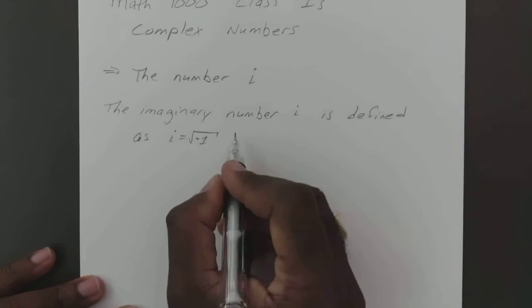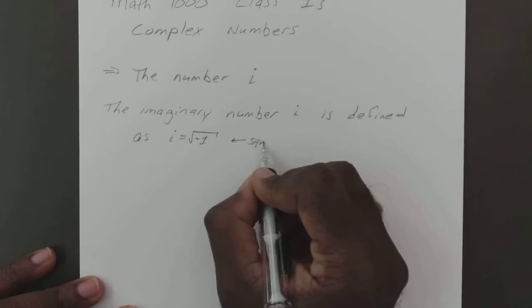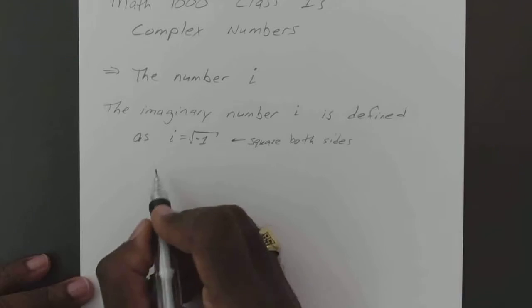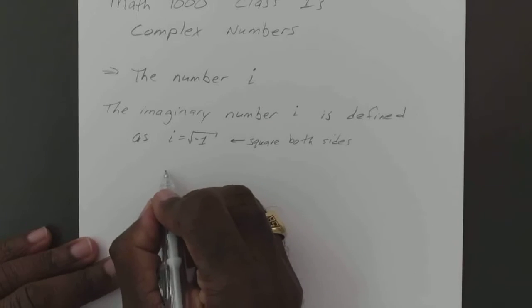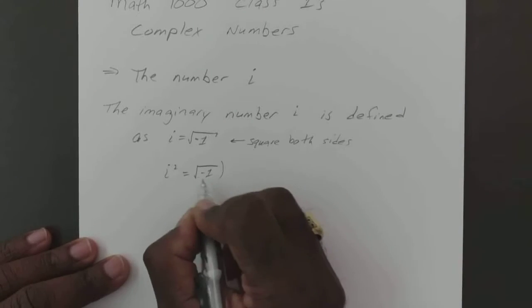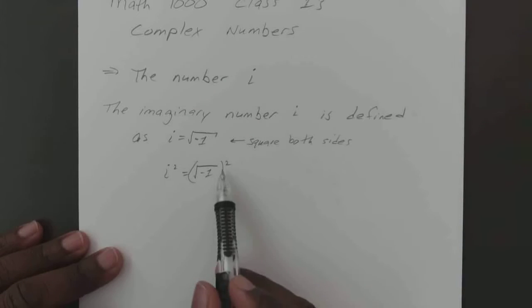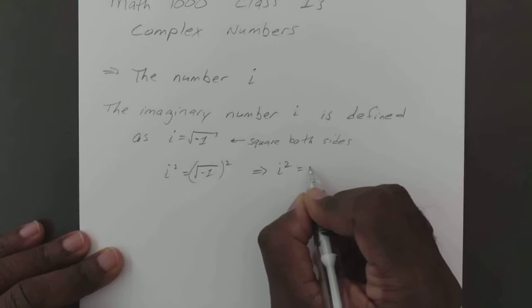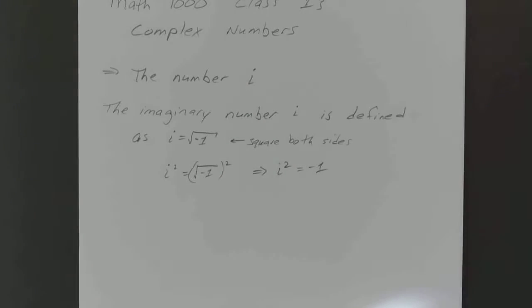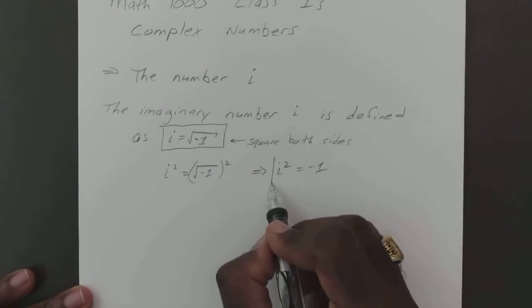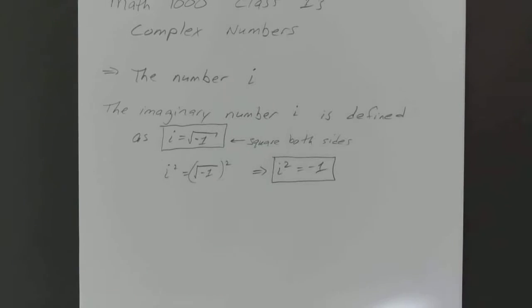Now if you square both sides, you get I squared equals the square root of -1 squared. Remember, the square and the square root cancel each other out. That means that I squared equals -1. So the two main ideas of complex numbers revolve around those two equations.